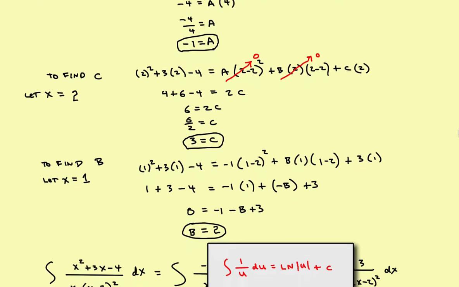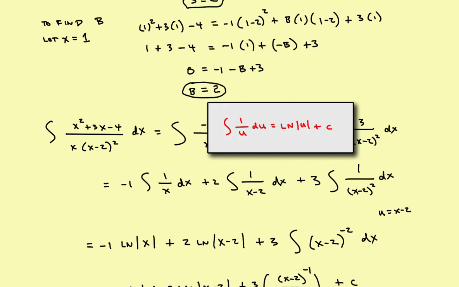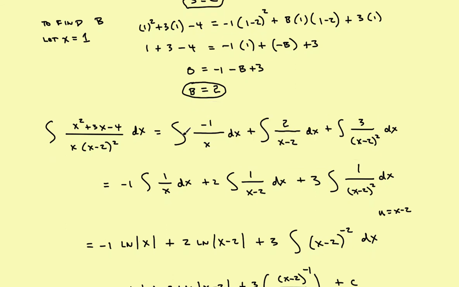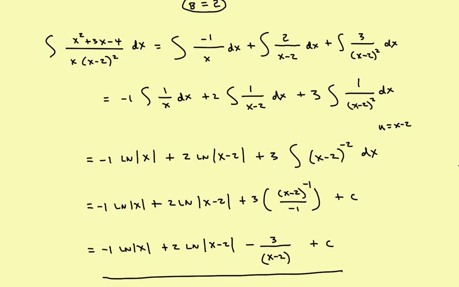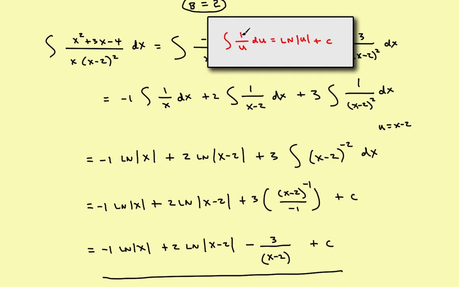Anyway, once you got the 3 values, you could rewrite the integral like this. This was a, this was b, this was c. And it's just a matter of doing each one of these 3 remaining integrals. And when you do the 3 remaining integrals, you came up with this. And it was all based on, just a reminder, this rule: the integral of 1 over u is equal to the natural log of u.